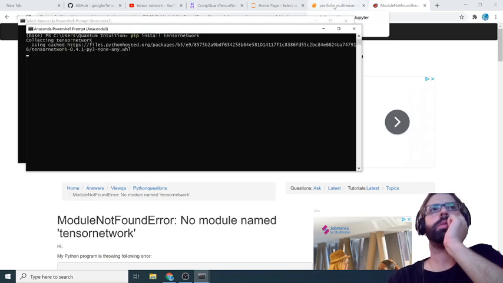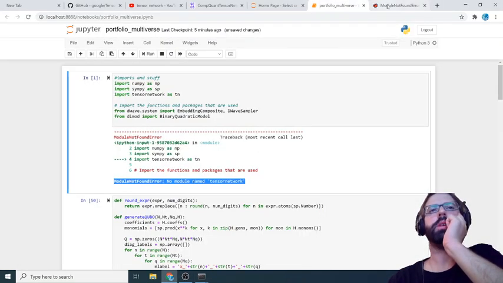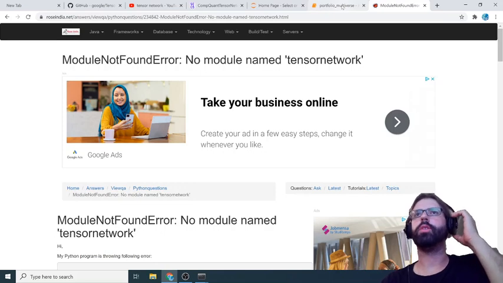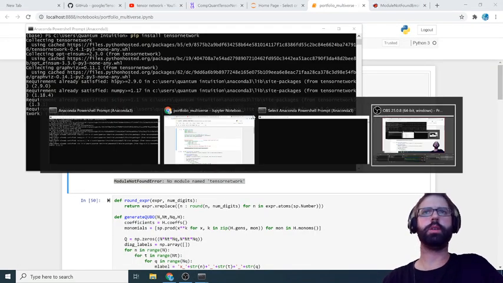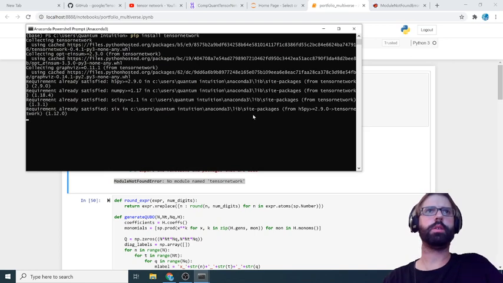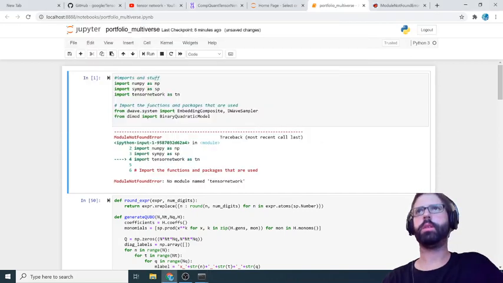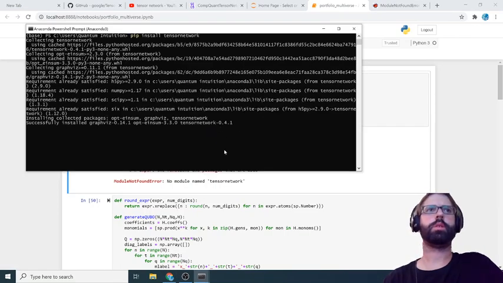We should be using the 3, right? I don't know. But let's see. Yeah, all satisfied. Now it's installing the thing. It's Python 3. Yeah, what's wrong? Successfully installed.